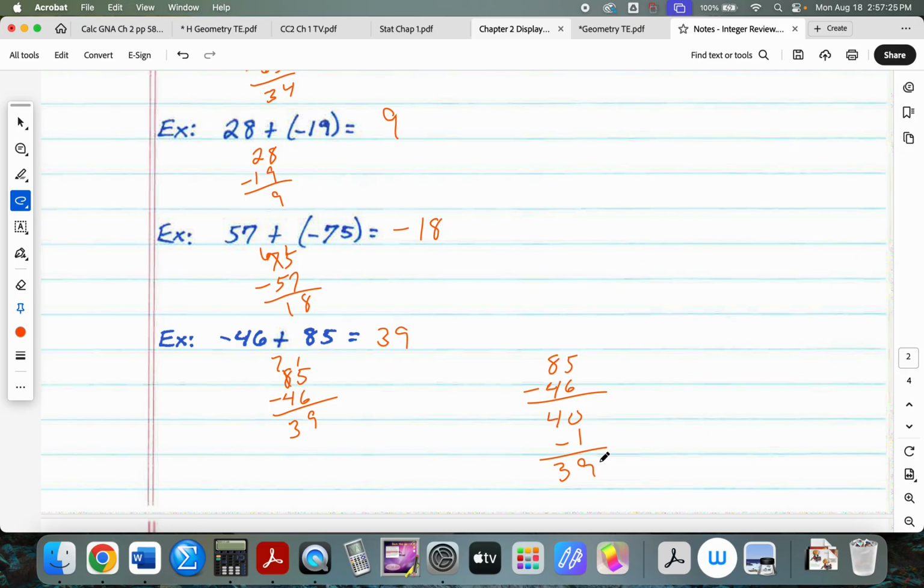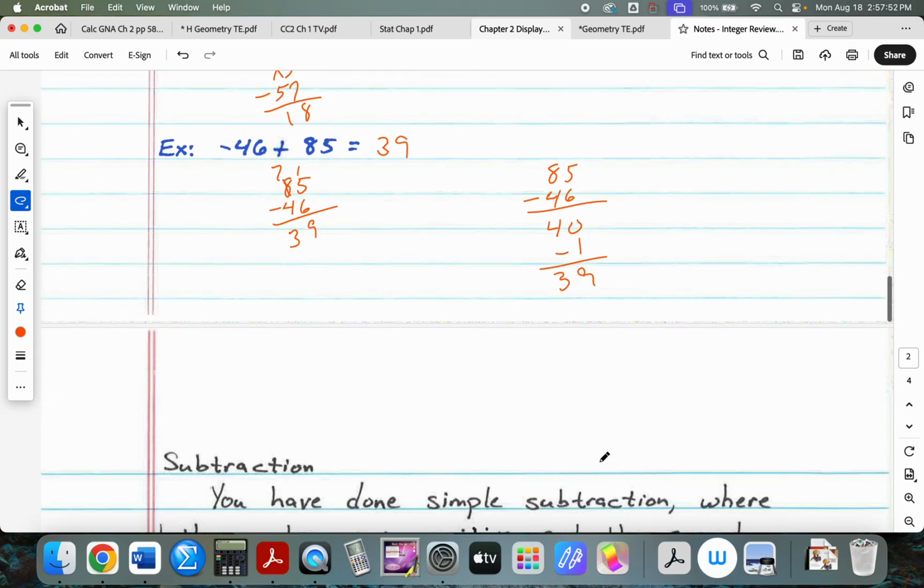I think it's a lot easier. You don't have to borrow, you don't have to do any of that other stuff. You just go, okay. And you can read it from left to right instead of right to left. You don't have to use that. The nice thing about doing it this way is that once you've done this for a little while, you'll get to the place where you can do that in your head. All right, let's move on.